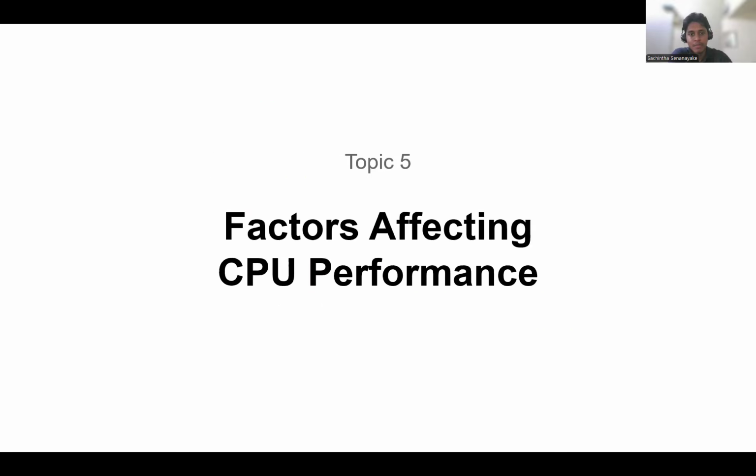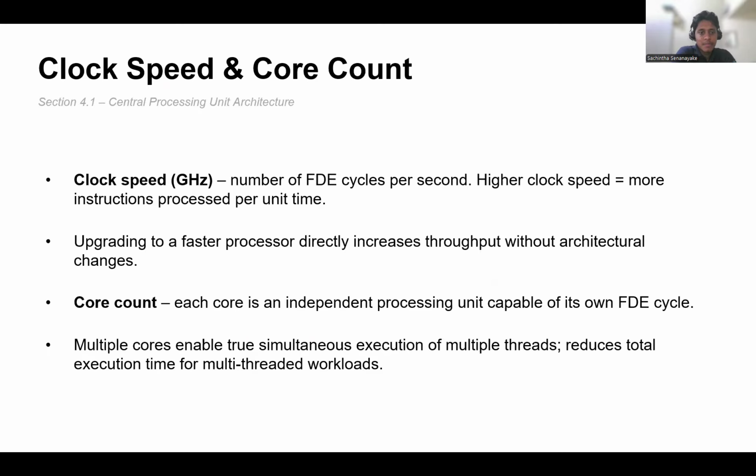And yeah, let's continue. Next up, what are some factors that affect CPU performance? Well, the first factor that affects CPU performance is clock speed, which is the number of fetch-decode-execute cycles per second. When you write answers that discuss the impact of clock speed on instruction execution, please say that higher clock speed equals more instructions processed per unit time.